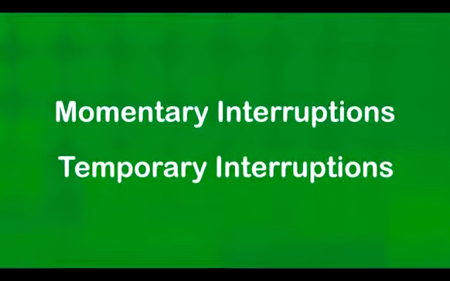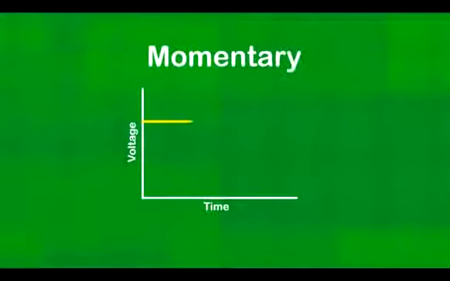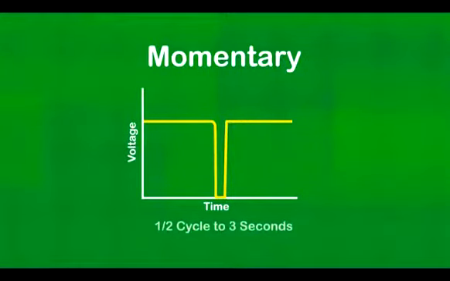Momentary and temporary interruptions are similar to each other, with the exception of their duration. A momentary interruption is defined by IEEE 1159 as having a duration between 1/2 cycle and 3 seconds, and having a magnitude of less than 10% of the rated nominal voltage. This figure shows an example of a momentary interruption's RMS waveform.